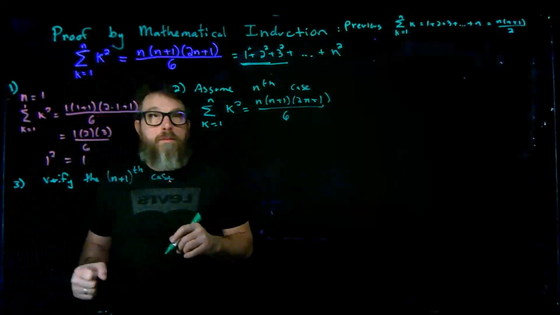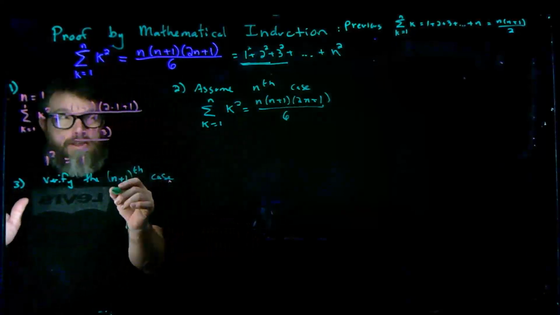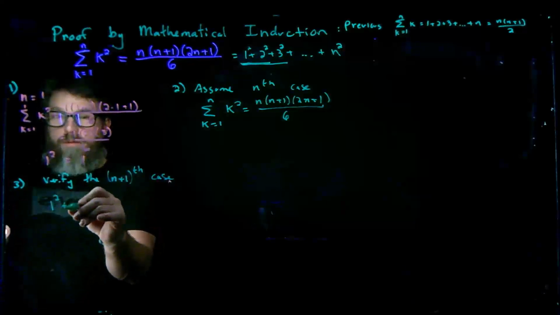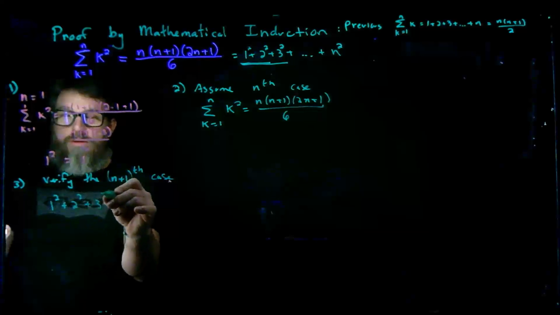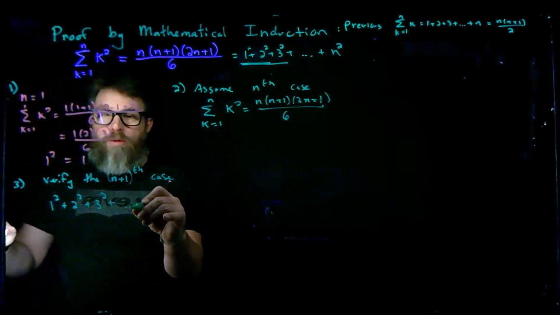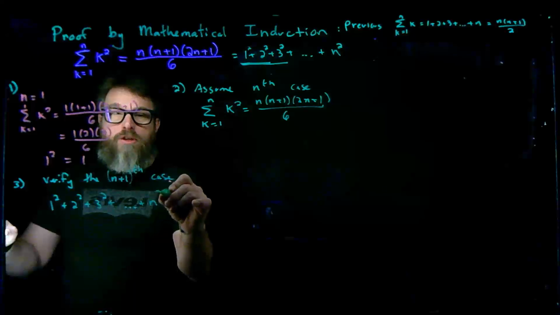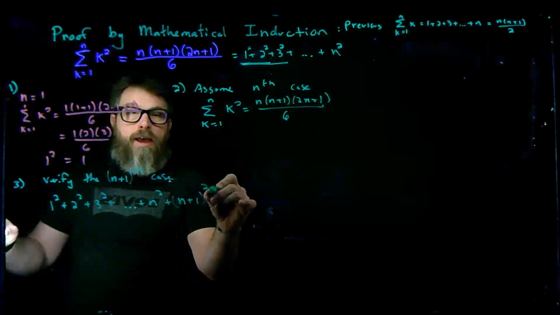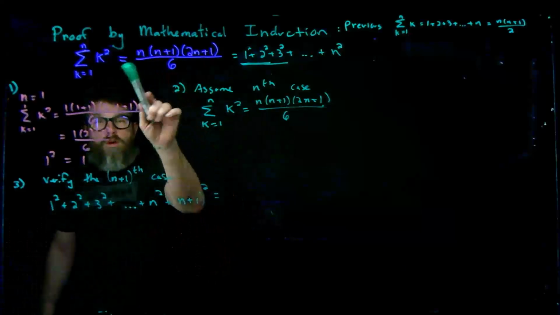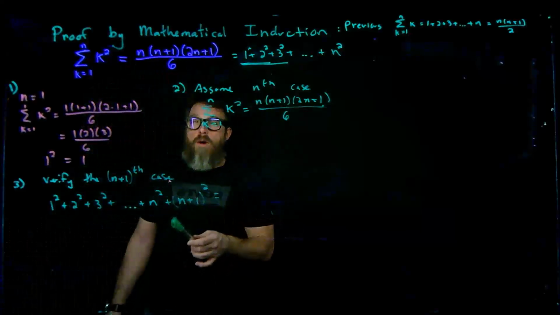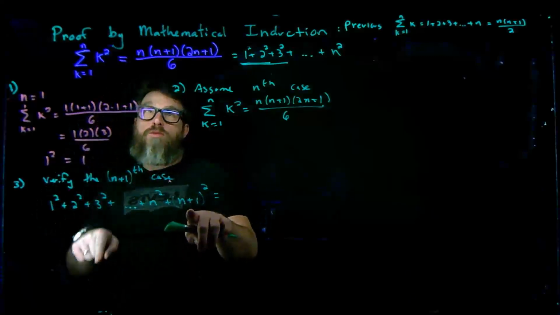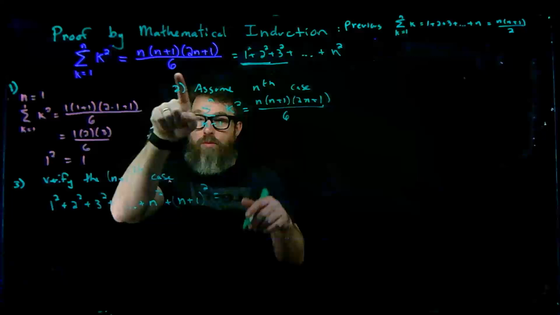Now, what that would mean is that 1 squared plus 2 squared plus 3 squared plus, all the way up to not just n squared, but n plus 1 squared, has to follow this formula. Now, what that formula is going to be is, instead of stopping at n, we're stopping at n plus 1. So I'm going to plug in an n plus 1 into each one of those pieces.